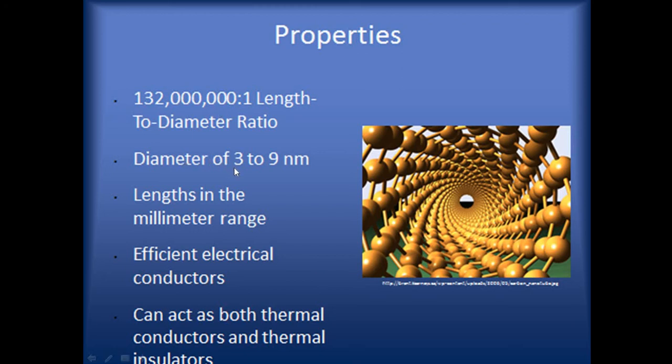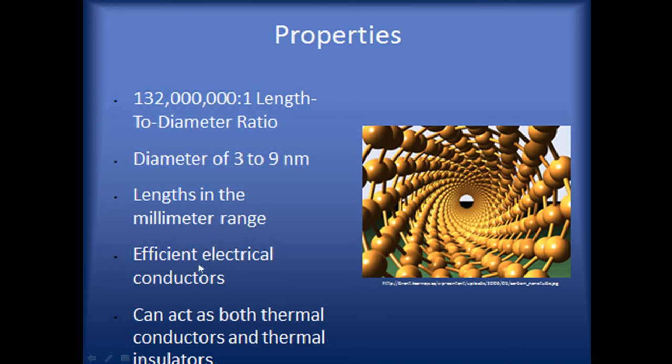The diameter of carbon nanotube may be from 3 to 9 nanometer depending upon either single wall or multi wall. We also know it ranges from 1 nanometer, 1 nanometer to 9 nanometer. Length in the millimeter range is also there. So length varies from nanometer to millimeter.